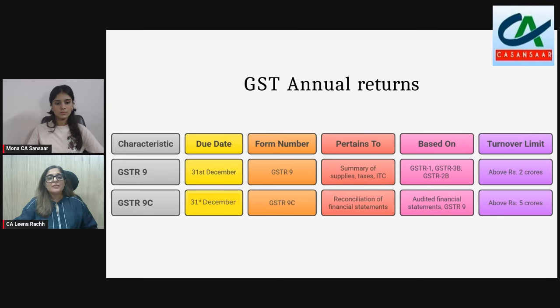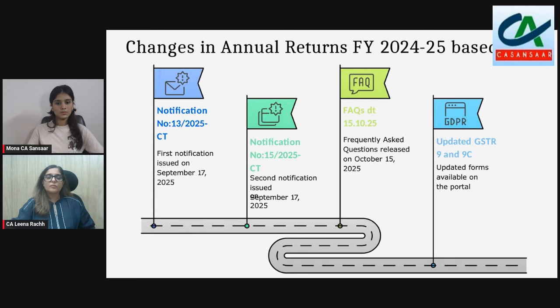Why? The reason is that by notification number 13 of 2025 and 15 of 2025 dated 17 September 25, the CBIC has introduced some major changes in the GSTR Form 9 and 9C as well. This is going to change the way we have been reporting. Both notifications are dated 17 September.